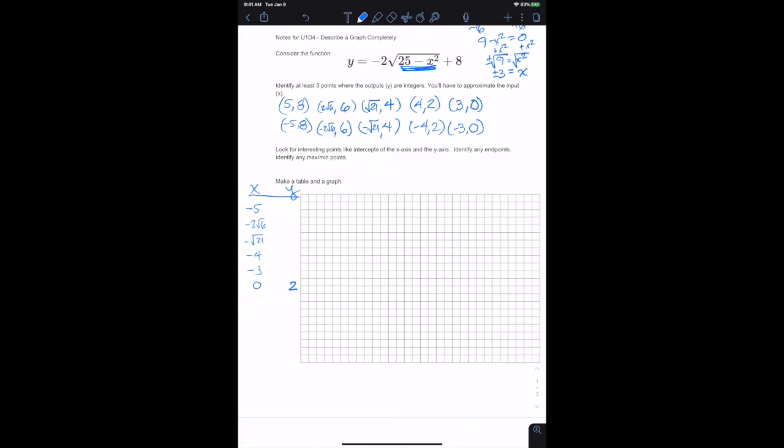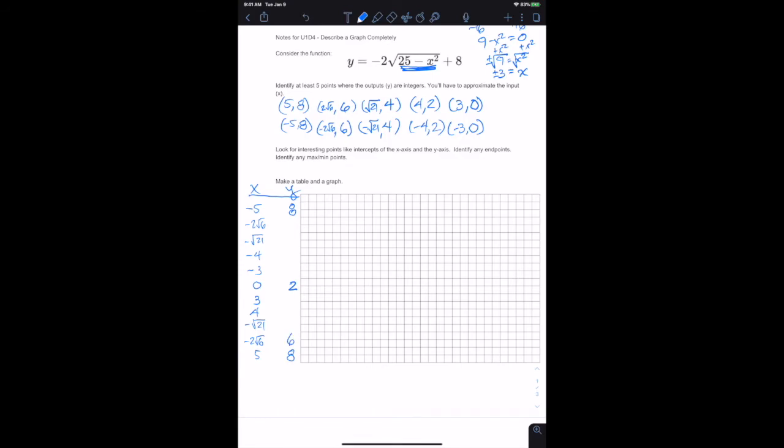And then we're going up the way that we came down. So we got 3, 4, square root of 21, 2 root 6, and 5. So here's our table, and we can actually plot these values. At -5, we're at 8. At +5, we're at 8. At 2 root 6, we're at 6.